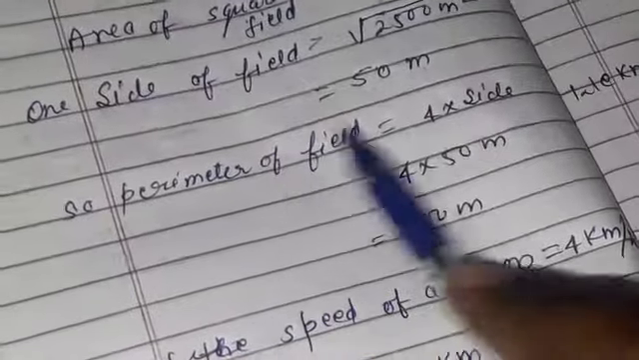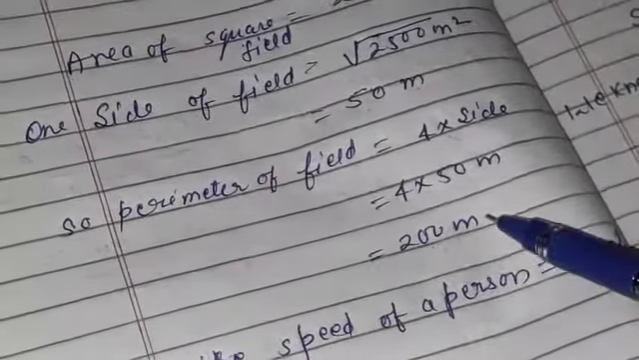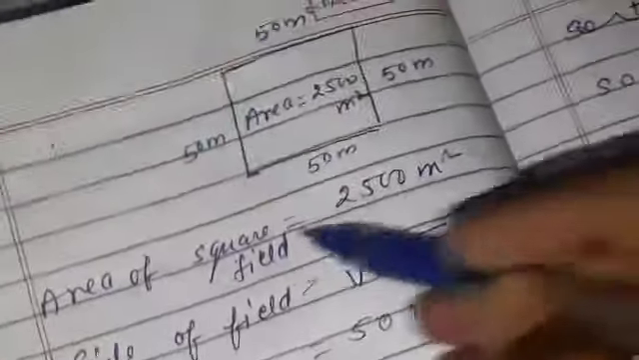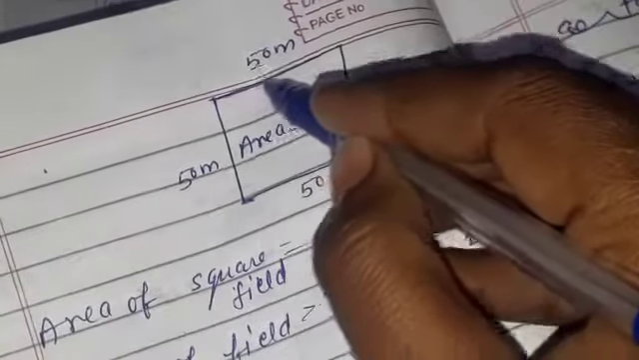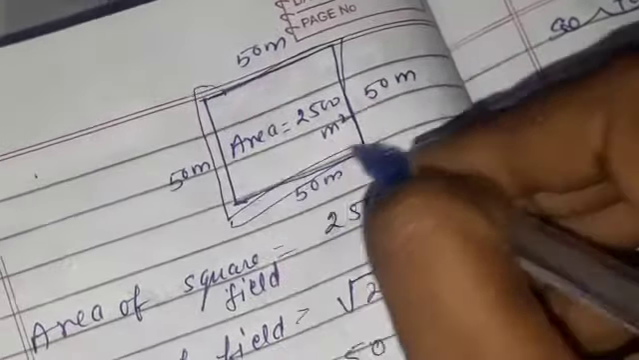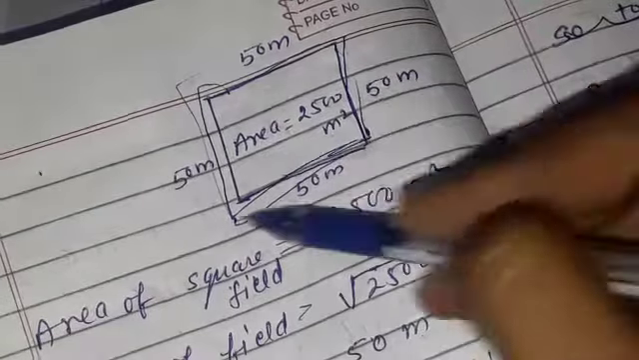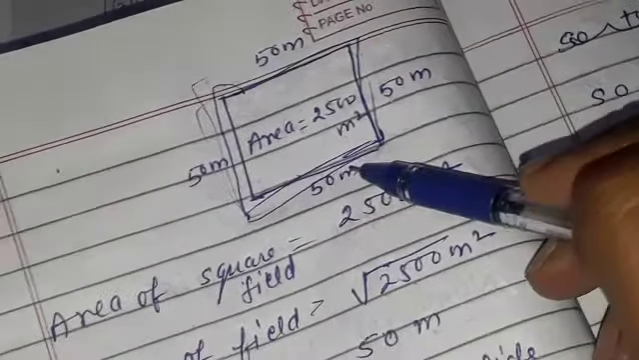Now class, perimeter of field is 4 into side, 4 into 50, that is equal to 200 meter. And why do we need perimeter class? Because a person walks around this square shape. So this is the perimeter and this is the distance which he covers normally. So the perimeter is 200 meter.